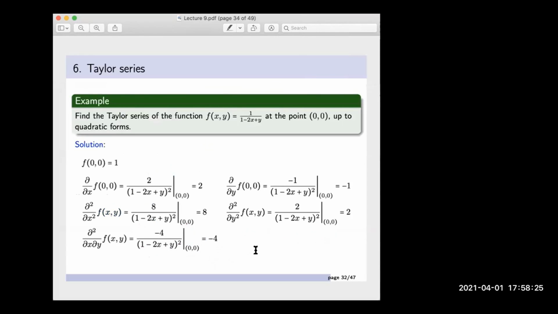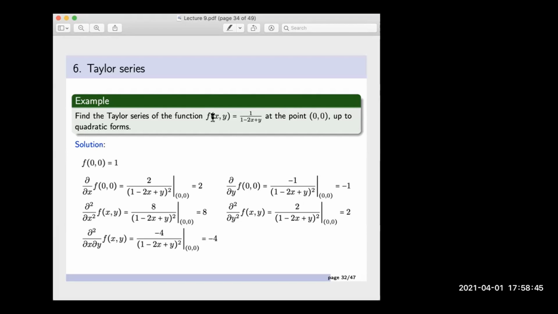So let's look at this question related to Taylor series. It's very simple if you know the formula. Okay, if you can remember the formula. Let's find the Taylor series of a given function at 0.